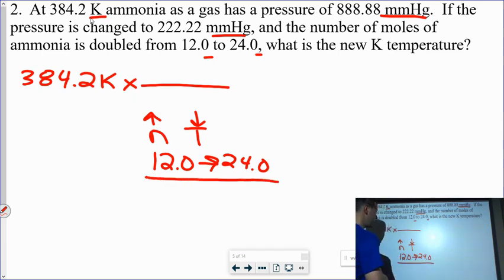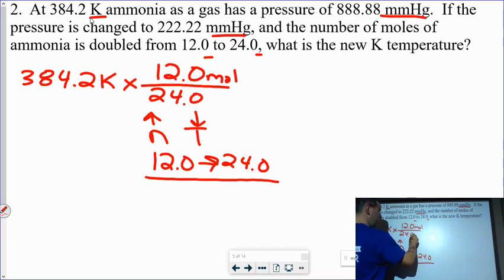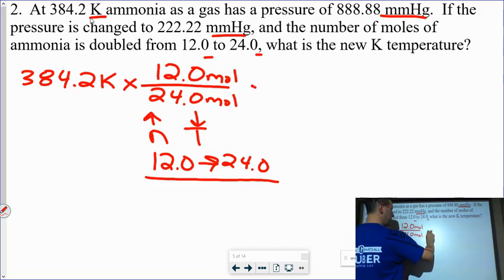So I arranged these two numbers to make my temperature get smaller. So if I want my answer to get smaller, I put the smaller number on top. If you want your answer to get bigger, you put the bigger number on top. So moles are taken care of.